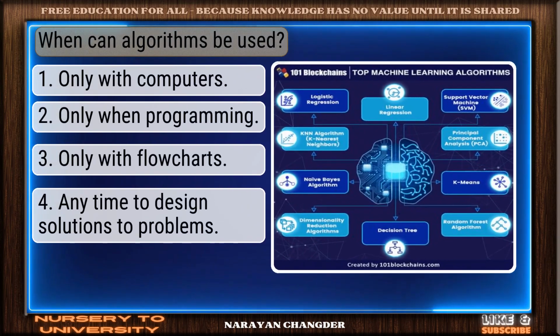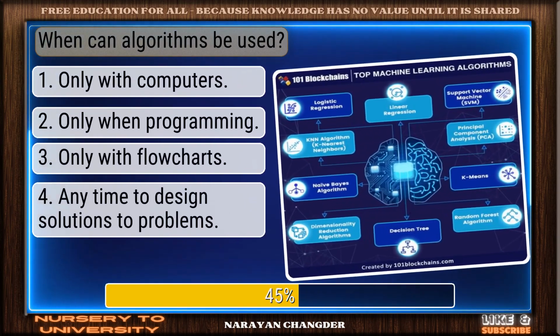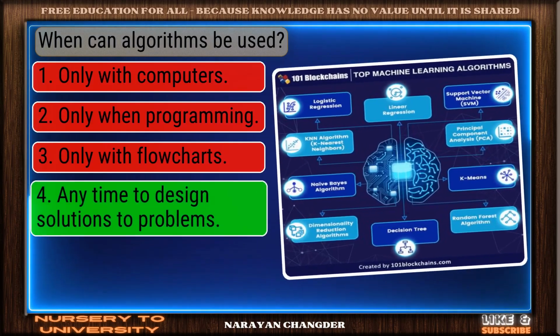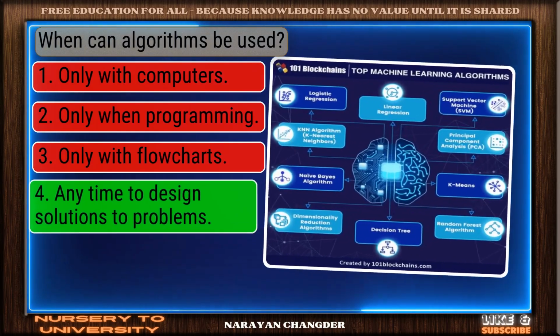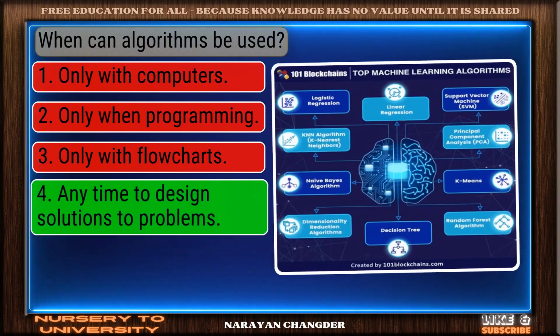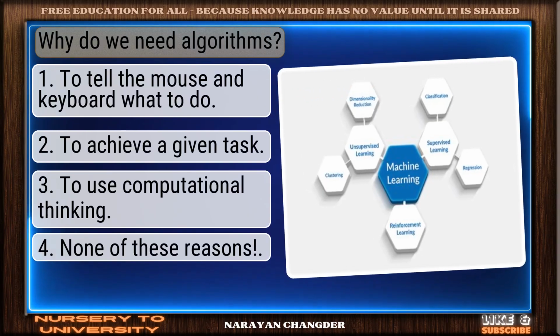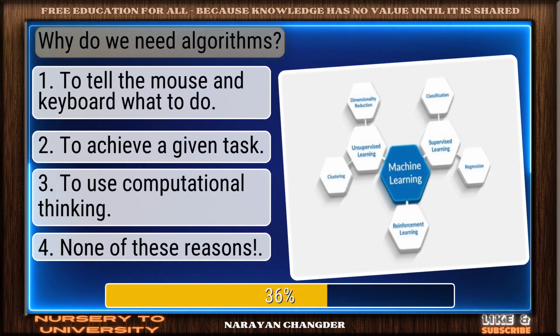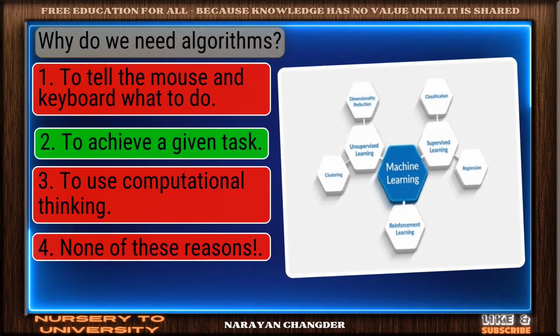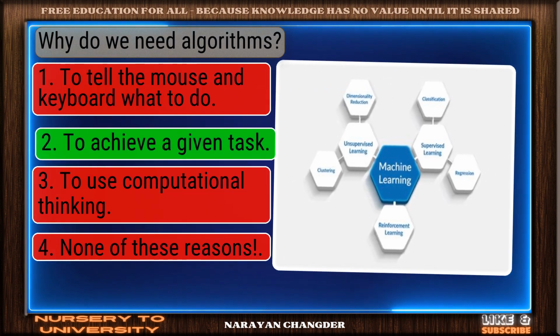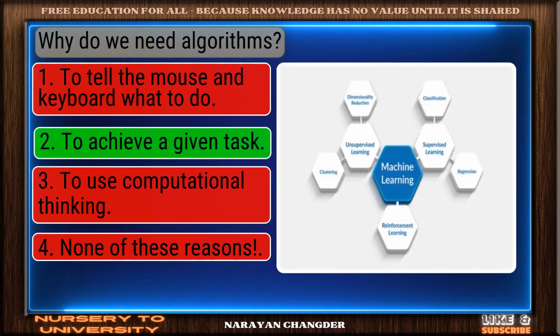When can algorithms be used? Sharp thinking. Any time to design solutions to problems is the right choice. Why do we need algorithms? Correct response. To achieve a given task is the most accurate answer.